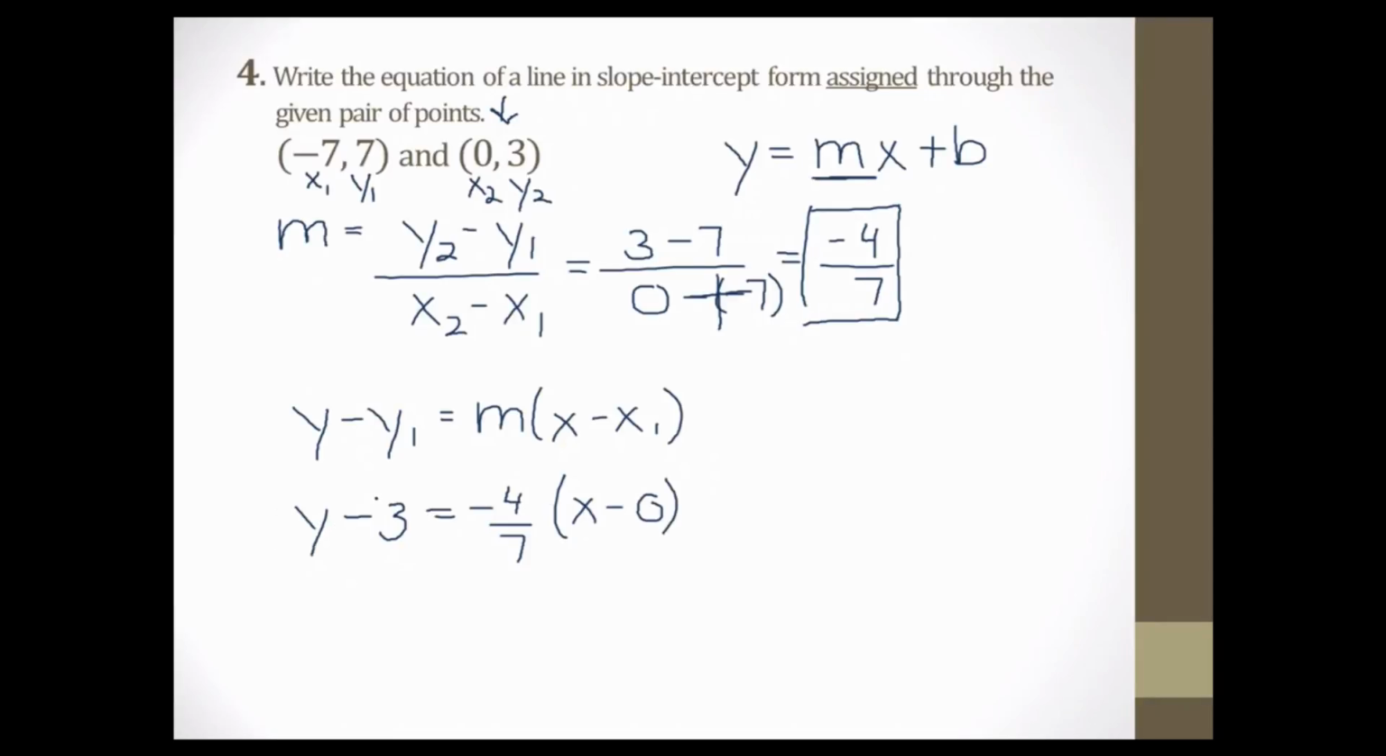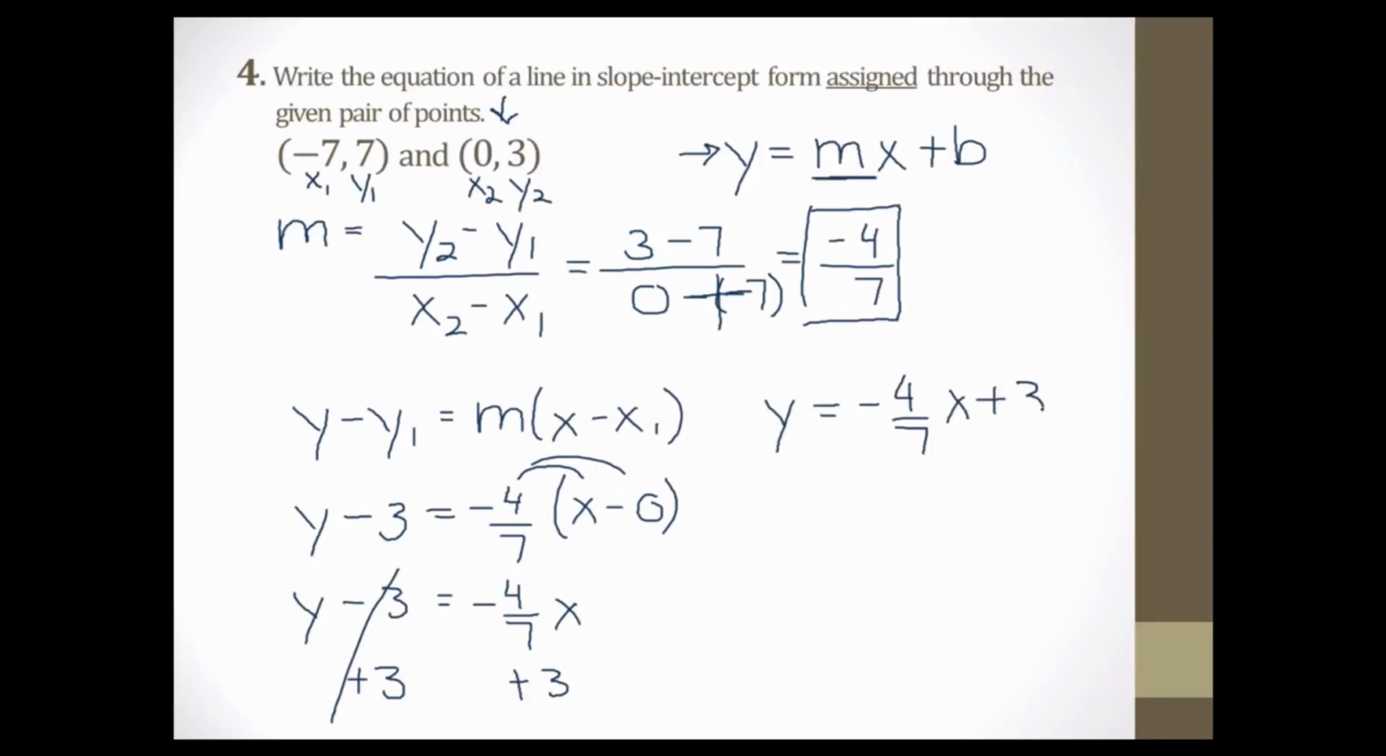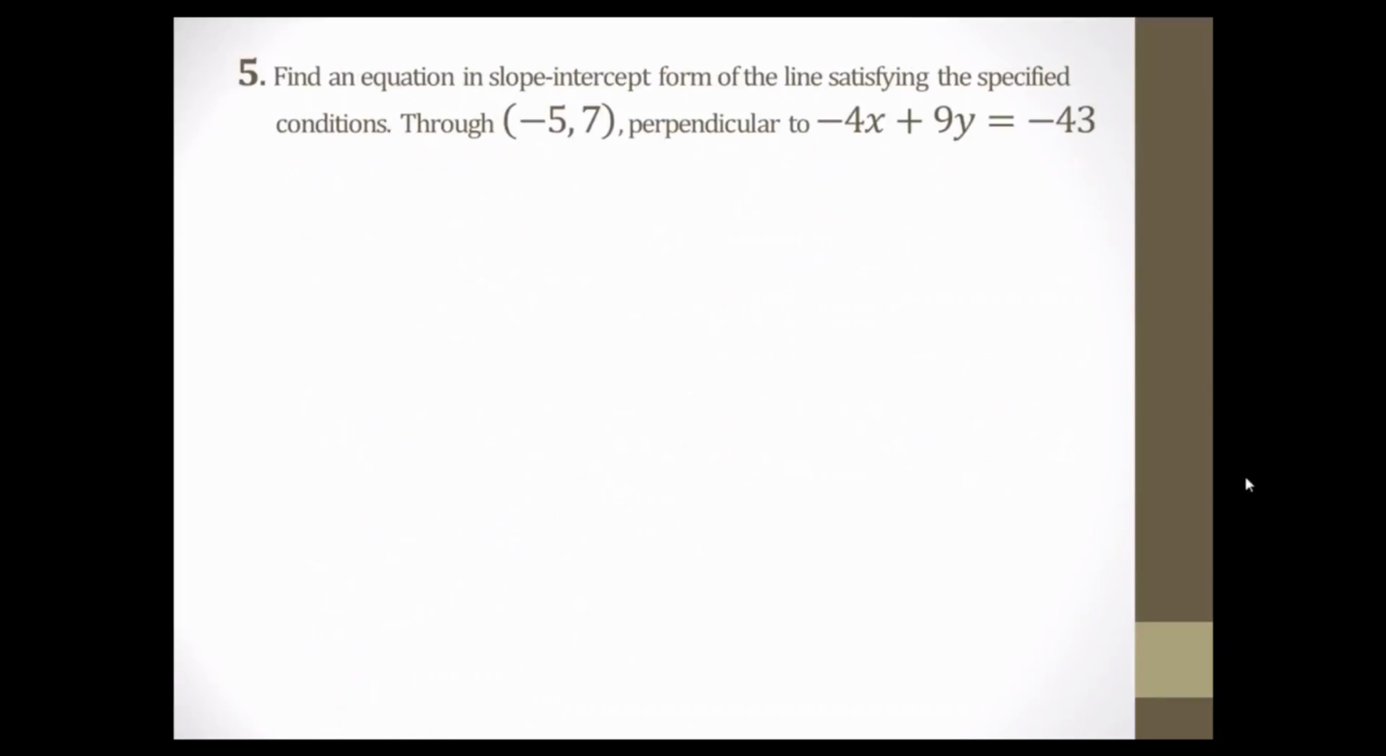I'm going to solve this now for y, so it's nicely in the slope-intercept form, but before I can move the 3, I'm going to distribute to eliminate my parentheses. So y minus 3 is equal to negative 4 over 7 times x, and then negative 4 over 7 times 0 is just 0. Last step, adding 3 to both sides, and I have y equals negative 4 over 7x plus 3. This is the equation of the line in slope-intercept form, and this line would pass through these 2 given points.